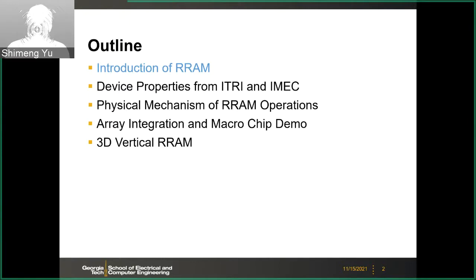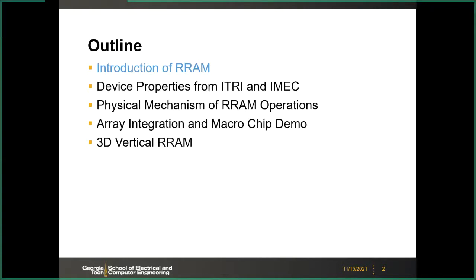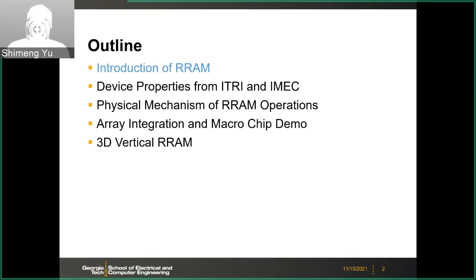And then we will discuss the physical mechanisms of the RRAM operations. And then we will show the array level integration strategies, and then we will showcase some of the chip level demonstrations. And finally, if we have time, then we will briefly discuss the 3D vertical RRAM concept.